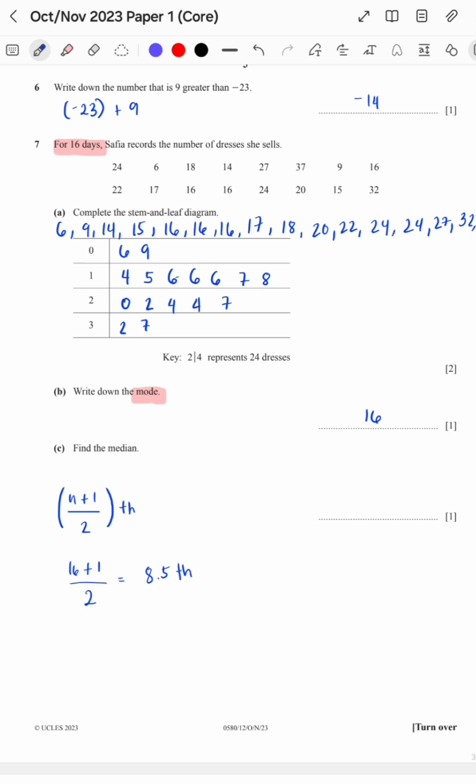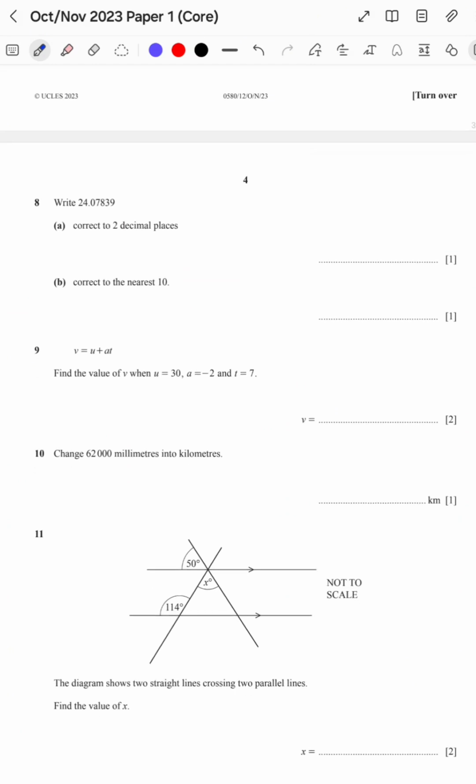8.5 is going to be in the middle of the 8th and 9th values, which are 17 and 18. So to find the median, that's 17 plus 18, find their average. You get 35 over 2 or 17.5 for 1 point. Question number 8.